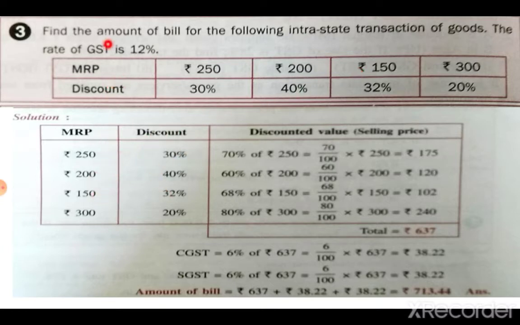MRP. This line we will do in vertical format. Same discount line we will do in vertical format. Now we will find the selling price. You must be thinking why we are finding the selling price here. We are finding it because we have to find the amount of bill. To find the amount of bill, we need selling price, CGST and SGST.